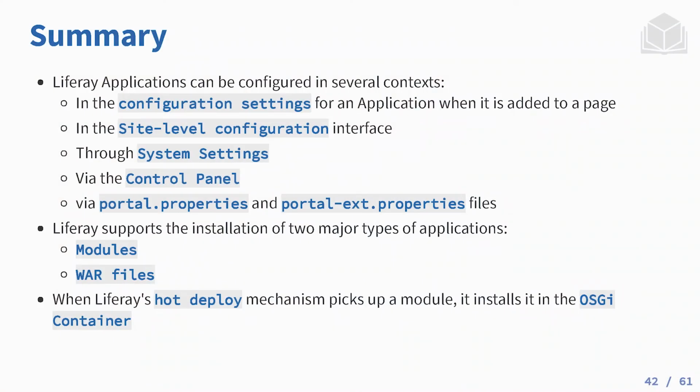Liferay applications can be configured in several contexts: in the configuration section for an application when it's added to a page, in the site level configuration interface, through System Settings via Control Panel, and via portal properties. Actually, not portal properties, you shall not change that, but portal-ext properties. Liferay supports the installation of two major types of applications: modules, which refers to the OSGi modules, jars, bundles, as they are called, or WAR files. These are the classic web applications.